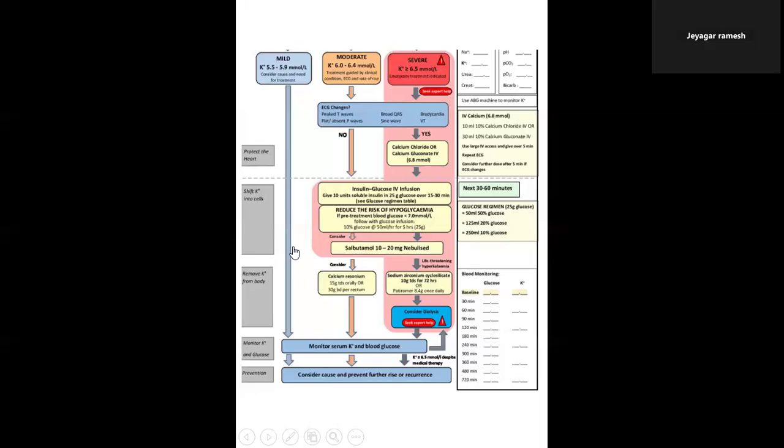But that's not it. It can rebound. So to avoid that, we need to remove the potassium out of the body. For that, we are using some form of potassium binder such as calcium resonium or calcium zirconium cyclosilicate, or Lokelma. If these measures fail, then only do we have to think about dialysis.